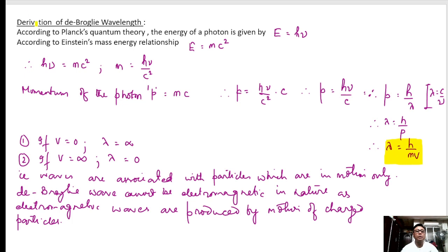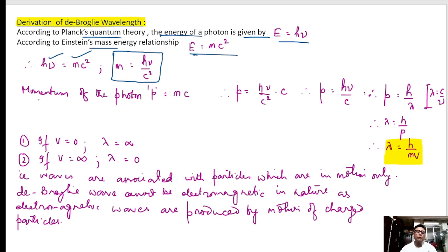Next, derivation of the de-Broglie wavelength. How to find the de-Broglie wavelength? So let's see. According to Planck's quantum theory, the energy of the photon is given by this. Again, Einstein's theory says that the energy of a photon can be given by this. So equating them, we can get the mass of the photon.